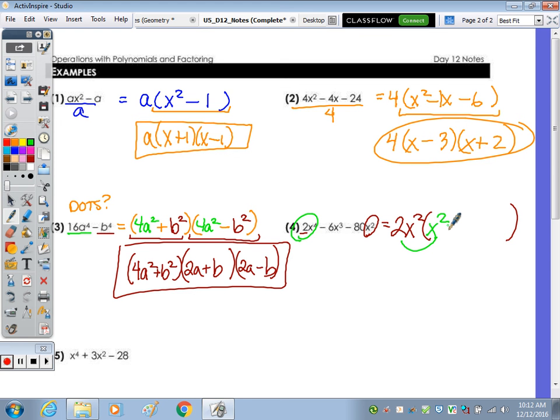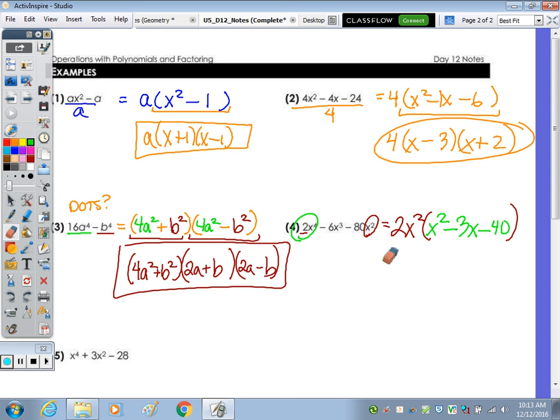2x squared times what is going to give you negative 6x cubed? It's negative, so it's got to be negative. 2 times 3 is 6, and x squared times x is x cubed. And then minus to get the negative 80. We already have the x squared, so 2 times 40. Then looking in the parentheses, do we have factors of 40 that combine to 3? And we do. 8 times 5 is 40, and 8 minus 5 is 3.